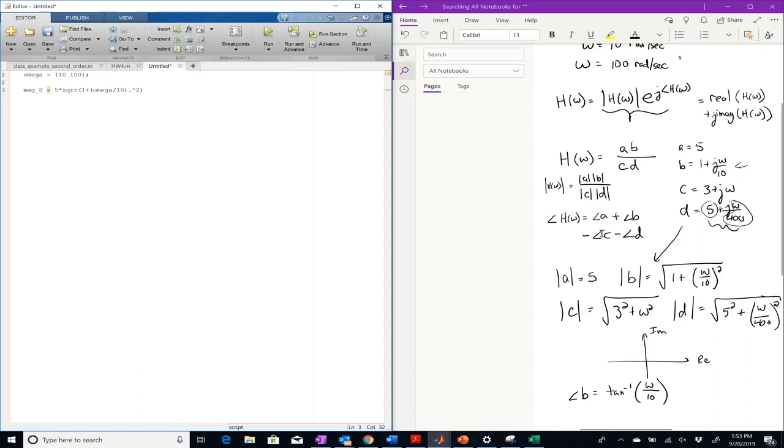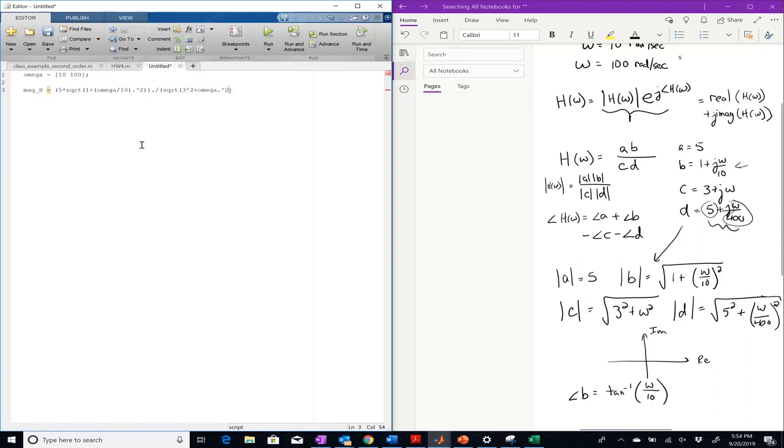So what I'm going to do is say this is my numerator, and then I'm going to have my denominator. So I'm going to dot divide, because the bottom is going to be a vector of entries because I have two omegas that I'm putting in. So I do dot divide square root of c. So the magnitude of c is 3 squared plus omega dot squared. Okay. I got to be careful since my denominator has two things in it.